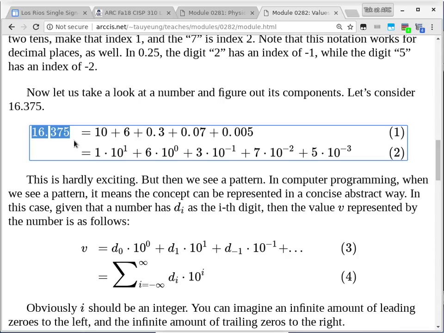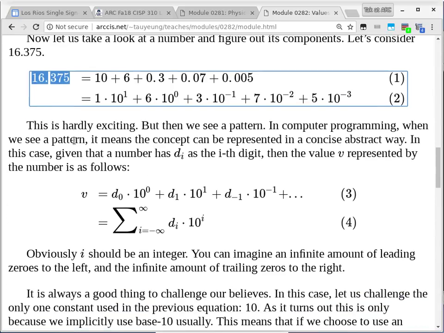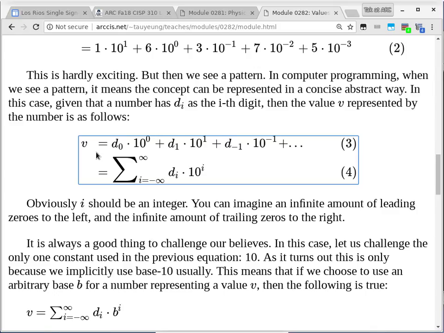Is that good? Okay. Obviously, what I have highlighted here on the projector is not very exciting. You know this already, right? But then we want to generalize the pattern. That's why we have this part here. Let me highlight it and scroll it up a little bit. This is nothing more than a formalization of how we represent values using a number.